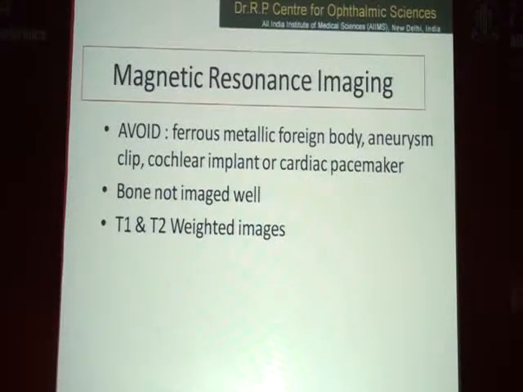The main contraindications, where MRI should not be used, are where there is a ferrous metallic foreign body, an aneurysm clip, a cochlear implant, or a cardiac pacemaker. So before ordering an MRI, one should be sure that the patient doesn't have any of these. And the main limitation of MRI is that bone is not imaged as well as in CT.